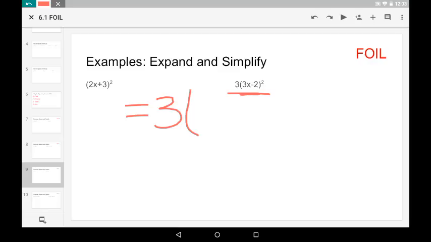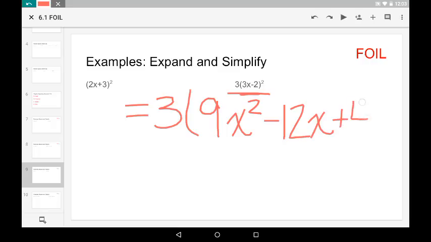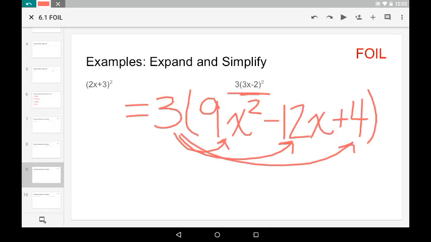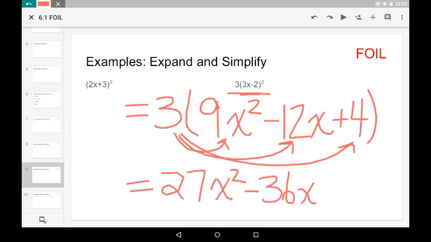3x squared will be 9x squared. 3x times negative 2 will be negative 6x, but there's 2 of those, so negative 12x. And then negative 2 squared will be positive 4. Then we're going to take the 3 and multiply it by each of these terms in the trinomial. So we will end up with 3 times 9x squared is 27x squared. 3 times negative 12x is negative 36x. And 3 times 4 is 12.